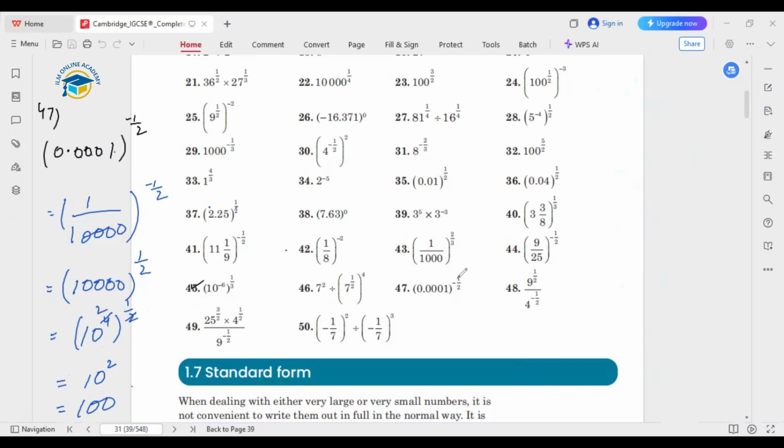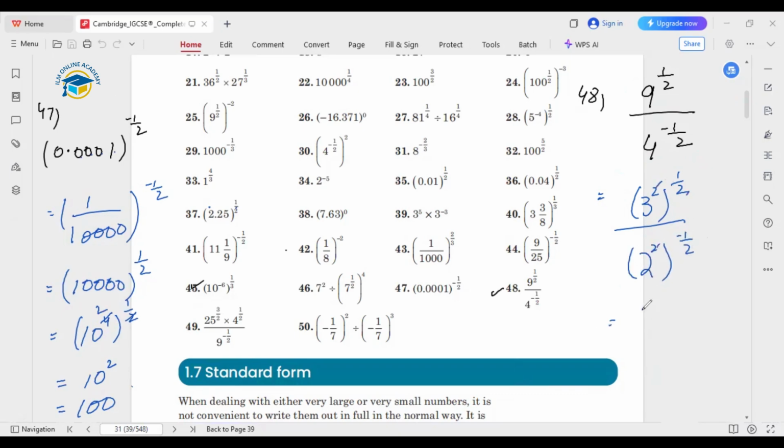Next we have this 48th one. We have 9 raised to the power 1 by 2 and 4 raised to the power negative 1 by 2. First, we need to simplify this. 9 we can write as 3 square, 1 by 2 as it is. 4 we can write as 2 square, negative 1 by 2 as it is. Cancelling the powers, we have 3 by 2 raised to the power negative 1. So to make this negative 1 positive, you will bring that into the numerator, and 3 times 2 will be 6. So this one is your part number 48.